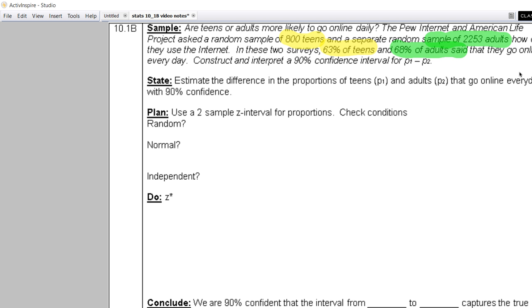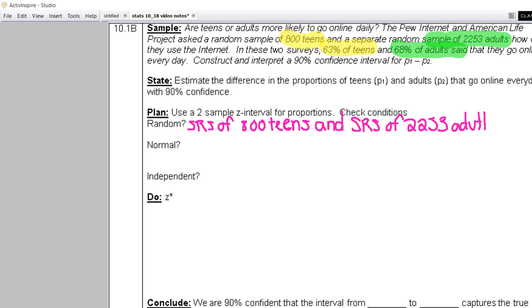We're going to use a 2-sample z-interval for proportions, and we're going to check our conditions. So random, yes, we have an SRS of 800 teens. And we also have an SRS of 2,253 adults.